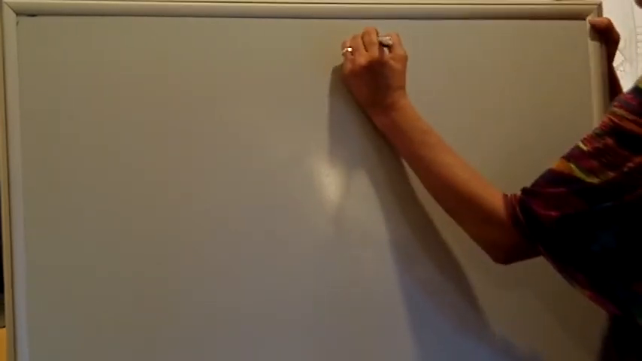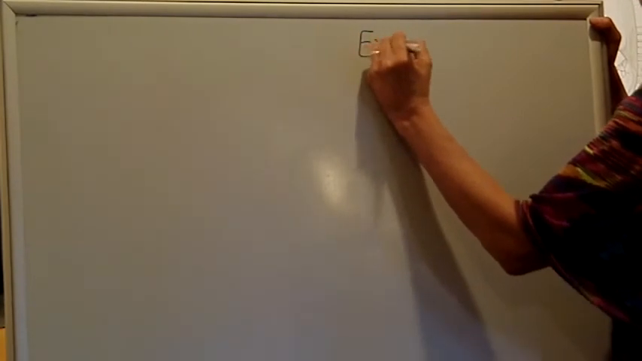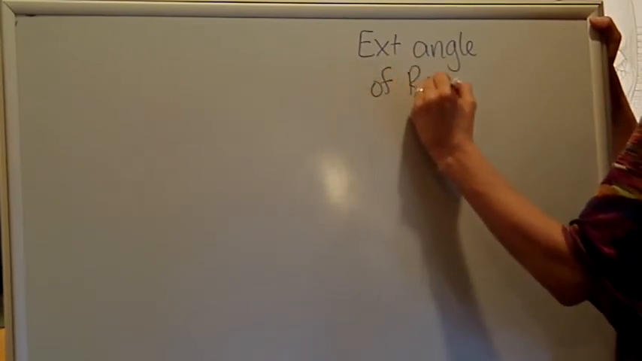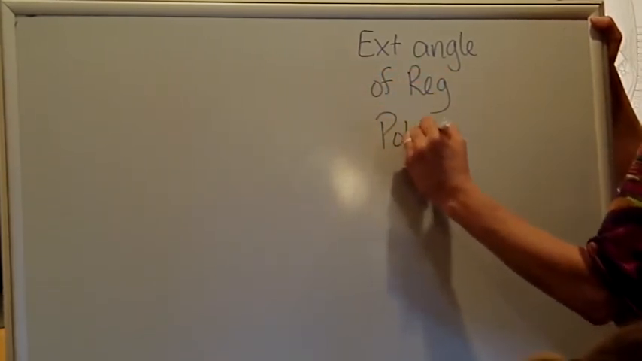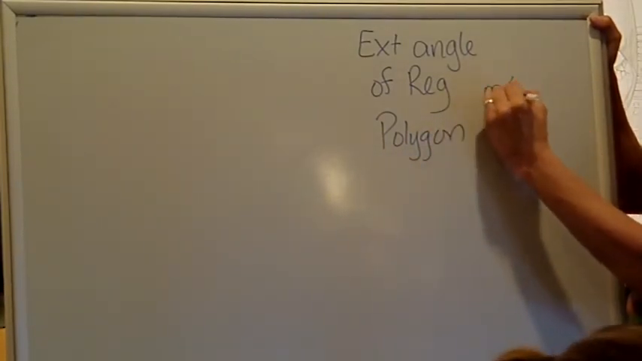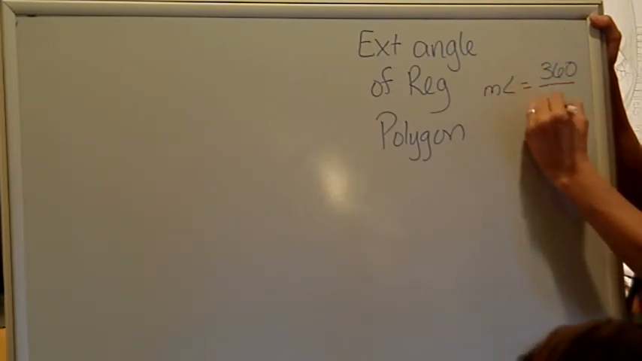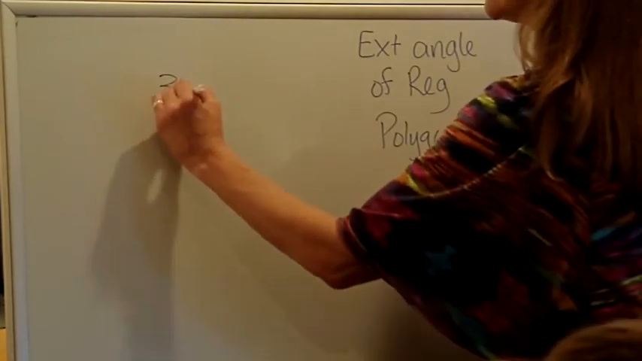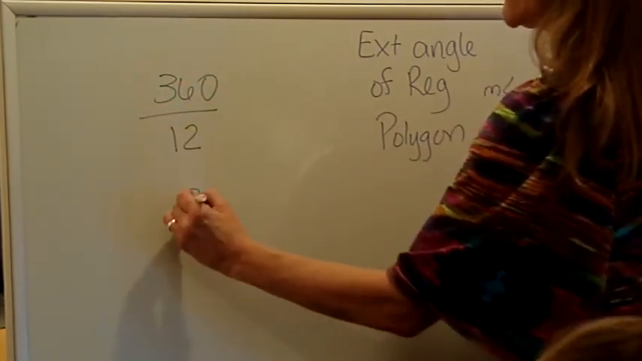The next one. Find the measure of the exterior angle of a regular dodecagon. Only 2 things you need to know here. When you want to find the measure of an external angle of a regular polygon, your formula is measure of angle equals 360 divided by number of sides. Next thing you need to know is how many sides does a dodecagon have? 12. So in this case, you're going to do 360 divided by 12. You get 30.